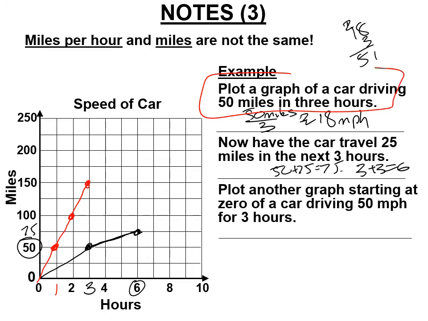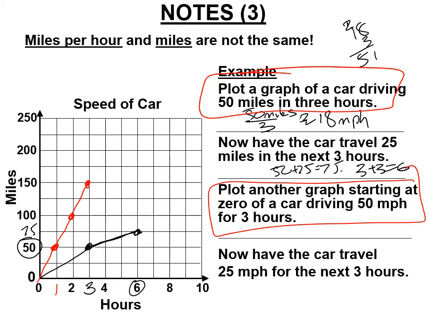Compare these two. 50 miles in 3 hours is the first one. 50 miles per hour for 3 hours is the one I just did in red. Right? 50 miles per hour means you go 50 miles every single hour. So you went 150 miles. Right? You have to know the difference between those two.